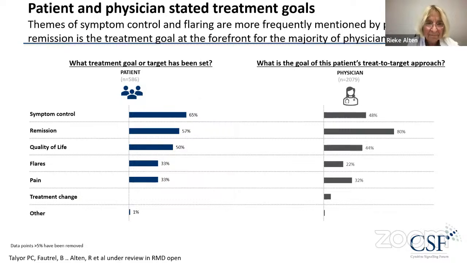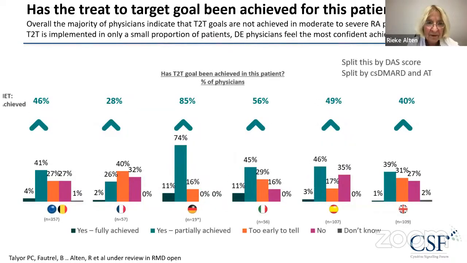Next one, please. As we can see, there is a high discordance, and also here, again, in the treatment goals we have set, there is a high number of discordance. And also when the question was offered in the survey whether the treat-to-target goal has been achieved for the patient, again the German colleagues did not have the best results. The German physicians felt the most confident, but as we have seen in the results before, that is really not the result of the overall survey. So let's move forward, please.